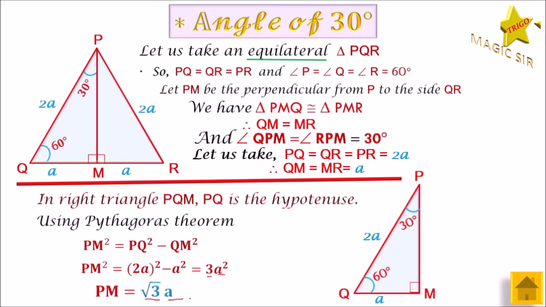Square root of 3 is root 3 and square root of A square is A. So PM is equal to root 3A. We put PM equal to root 3A in the figure.